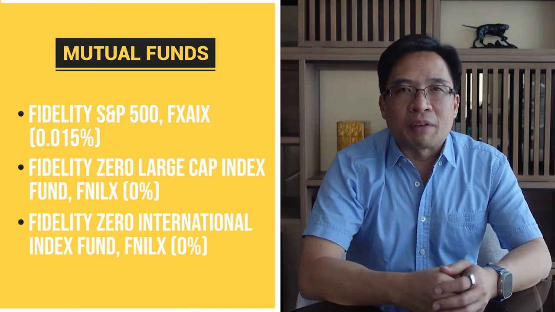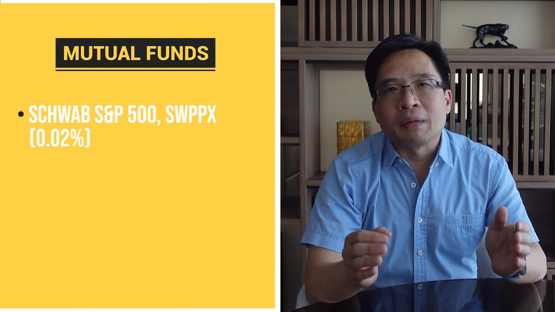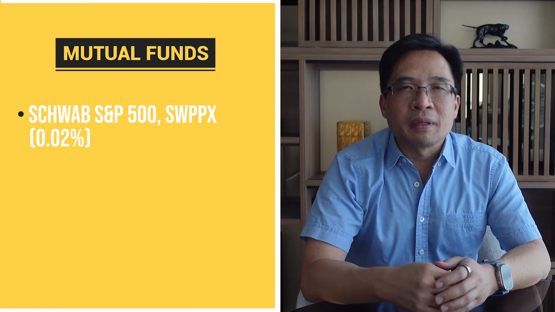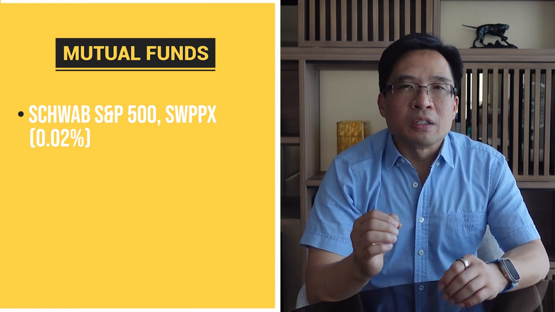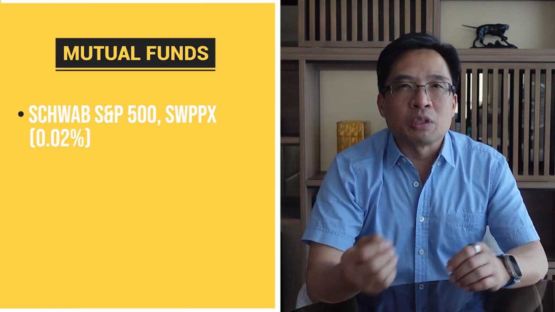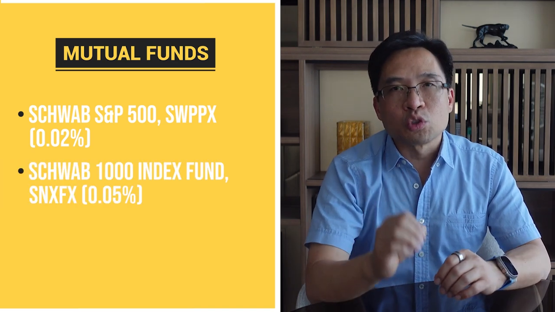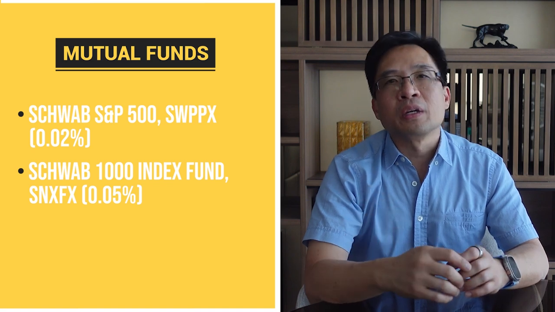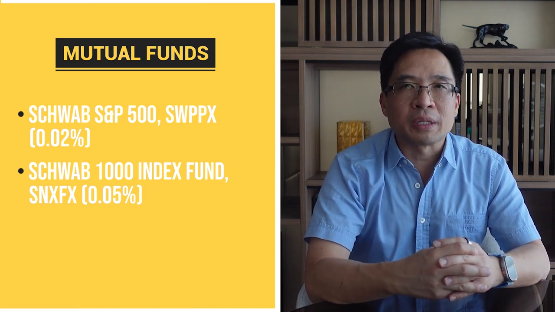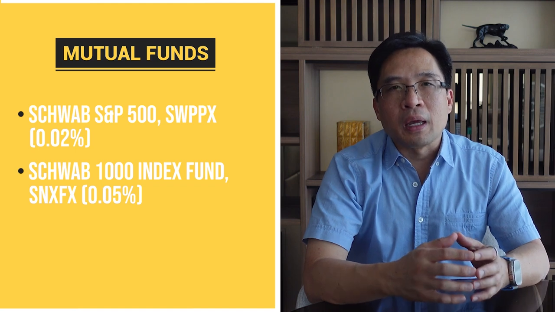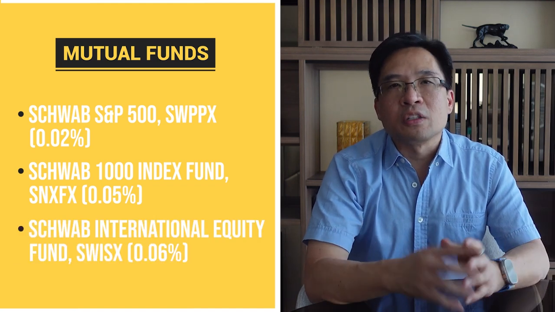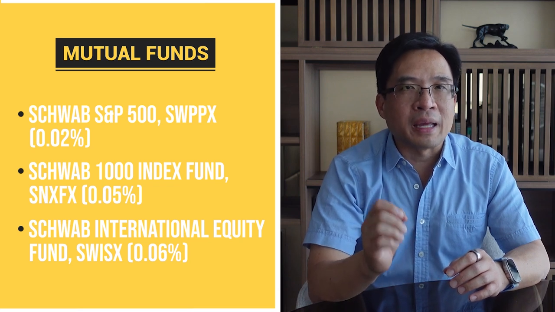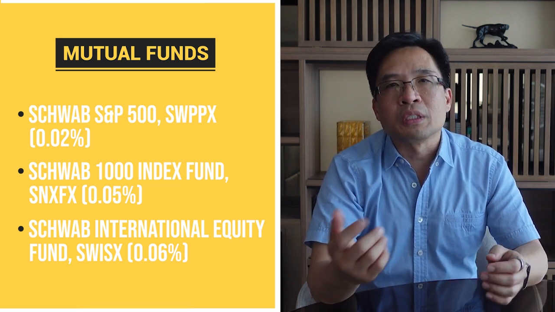Okay, on the Schwab platform, I would use Schwab S&P 500, ticker symbol SWPPX. And its expense ratio is 2 basis points or 0.02%. Also, Schwab 1000 Index Fund, ticker SNXFX, with an expense ratio of 0.05% or 5 basis points. And on the international side, Schwab's International Equity Fund, ticker SWISX, with an expense ratio of 0.06%.